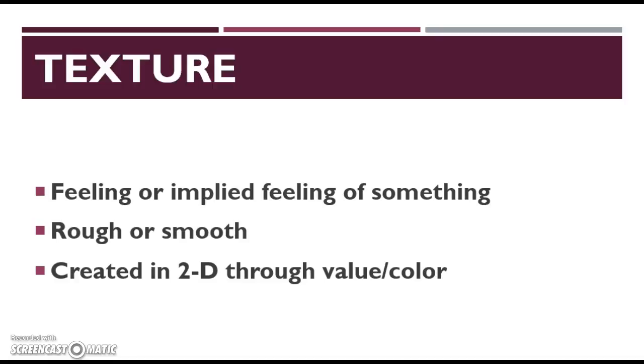And finally, the last element is texture, which is the way something feels or the implied feeling of something. So it can be rough, smooth, furry, hard, etc. And in 2D images, you imply the texture through the use of value and color to make it look like there's shadows and different shapes and feelings there.